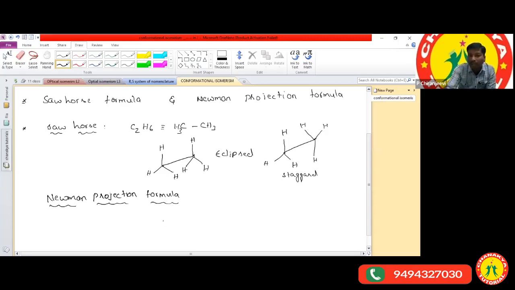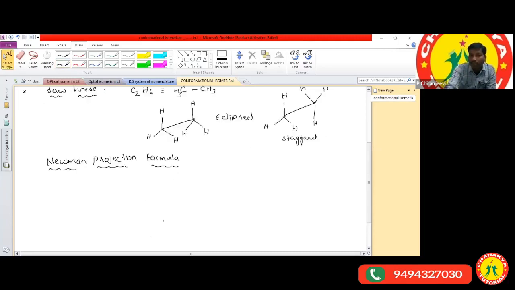The first carbon atom we represent with the dot symbol, and this we consider the first carbon atom. The first carbon atom is attached with three hydrogens, present in a trigonal planar manner. The bond angle between two hydrogens has to be 120 degrees. And the second carbon atom we represent with the circular symbol.